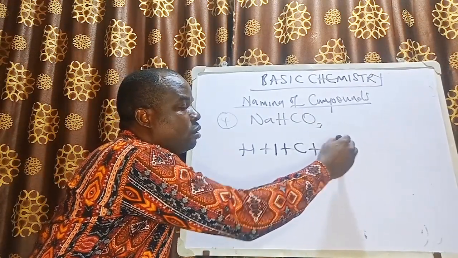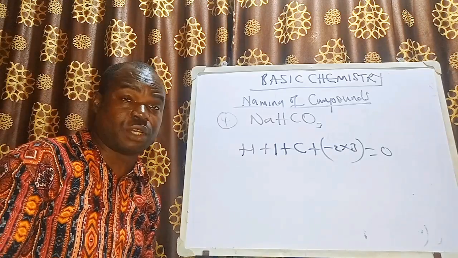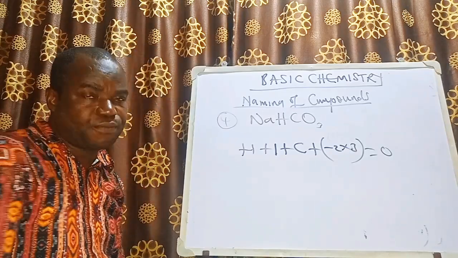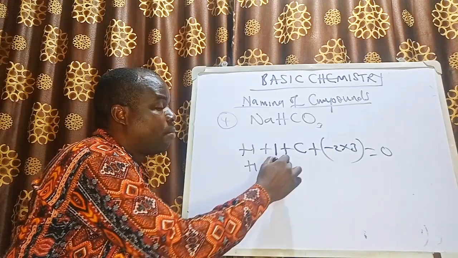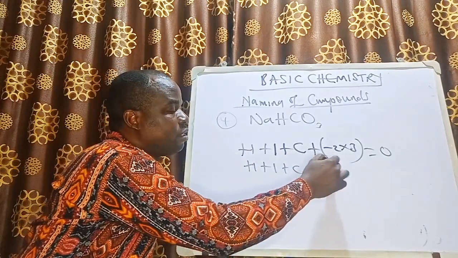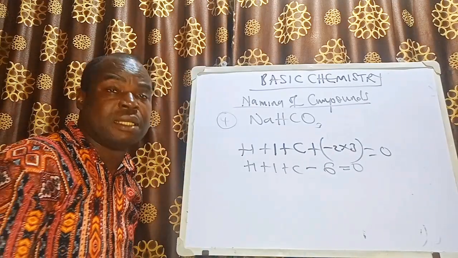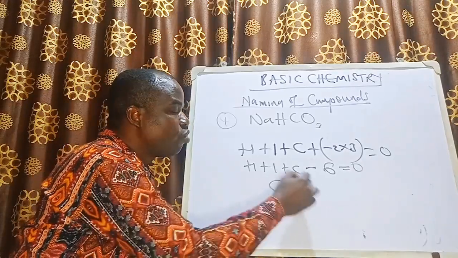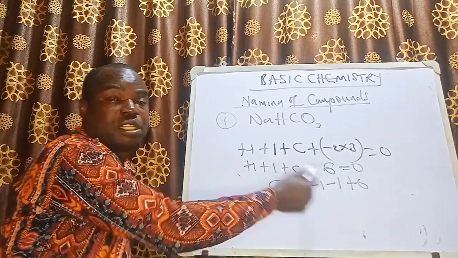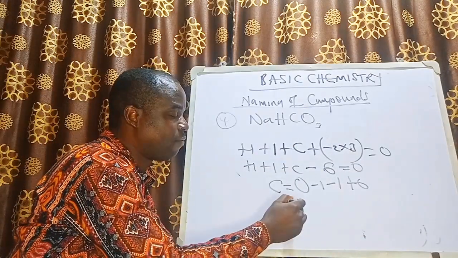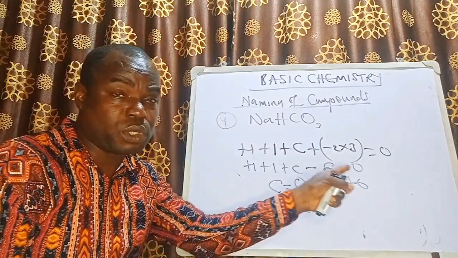Oxygen is -2 times 3. So as usual, equate it to what? 0. Don't forget, equate to 0. Now, let's find the carbon. So we have 1 plus 1 plus C, plus minus is minus, 2 times 3 is 6. We now make C the subject of the formula. Now we have C will be 0 minus 1 minus 1 plus 6. That is all these ones. Bring them over here. The signs will change. So we have C will now be 0 minus 1 plus 6 is 4.